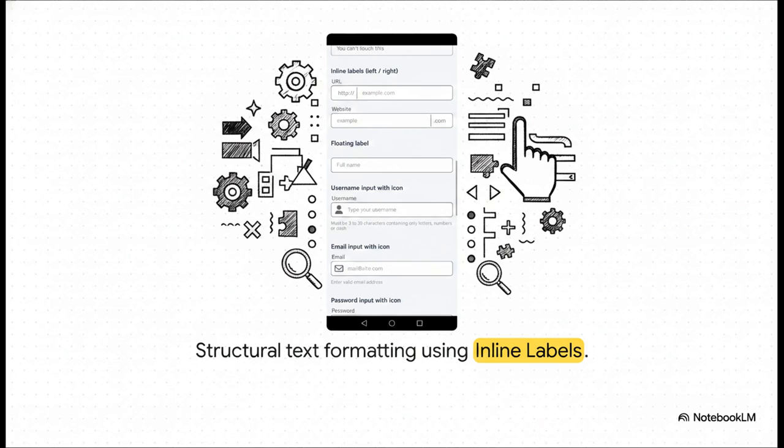But here is the crucial point. You aren't limited to just images. You can use the label left and label right properties to embed structural text directly inside the input, like an HTTP prefix or a .com suffix. This is such an incredible UI pattern because it guides the user visually, and it guarantees that the data they enter is structurally formatted correctly right from the very first keystroke.